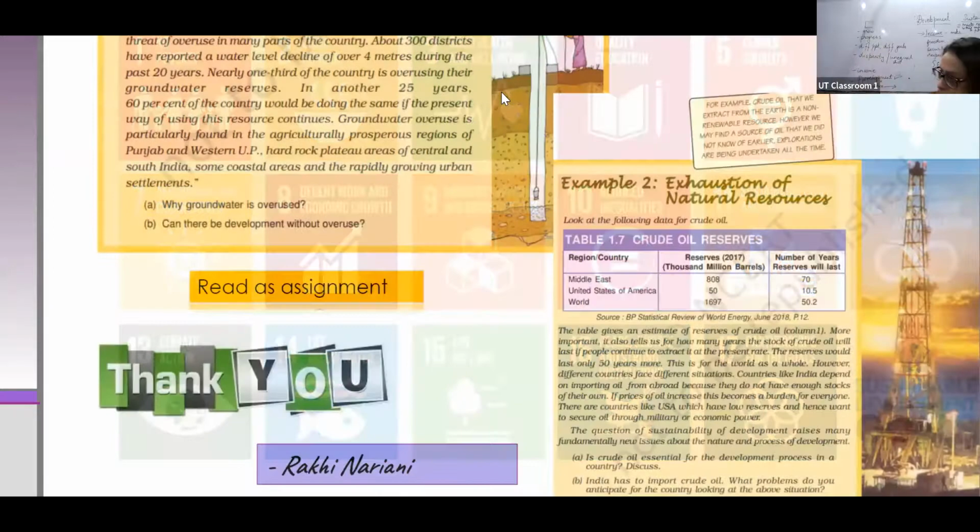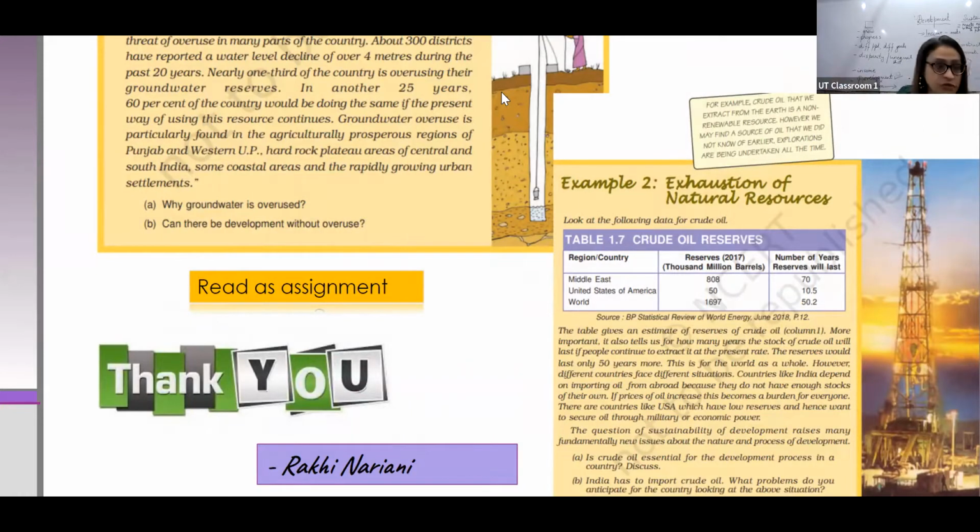Groundwater in India. We were talking about exhaustion of natural resources, depletion of natural resources. Recent evidence suggests that the groundwater is under serious threat of overuse in many parts of the country. About 300 districts have reported a water level decline of over 4 meters during the past 20 years. Nearly 1/3 of the country is overusing their groundwater reserves. How much? As much as 1/3 of the country is overusing our groundwater reserves.